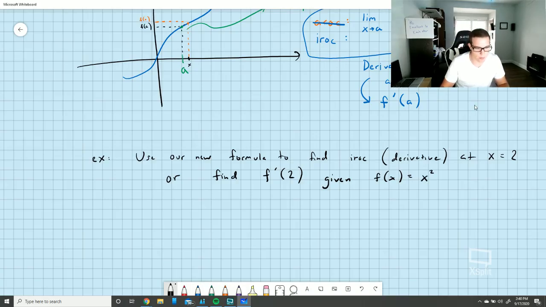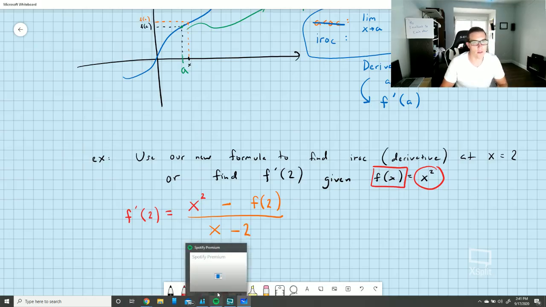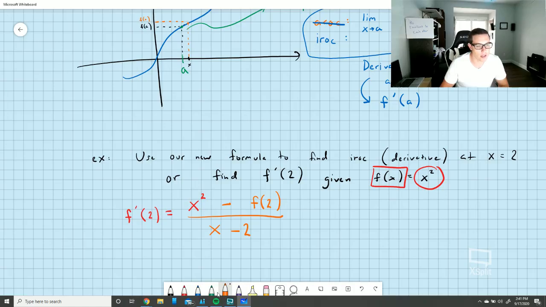All right, so the procedure looks like this. We have our formula up there, the IROC, or the derivative at 2. It says to take your function, so the function itself, this part right here, that goes right there, minus what you get when you plug in 2. So we'll do that in a second. Minus f of 2 all over x minus 2, because we're looking for the derivative at 2 in this case.